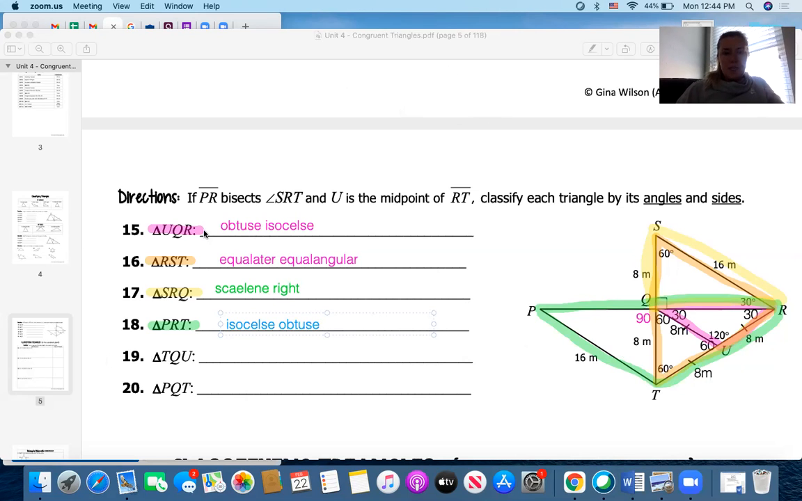Then we have TQU. Oh my goodness. I'm not doing very good with these colors today. I am sorry.